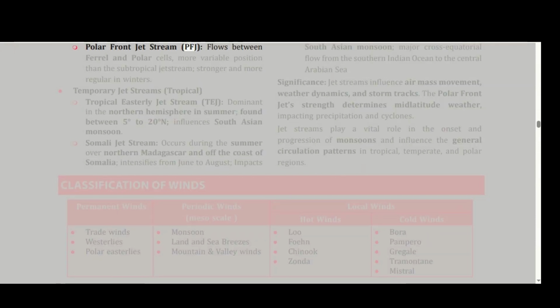Polar front jet stream, PFJ, flows between Ferrel and polar cells, more variable in position than the subtropical jet stream, stronger and more regular in winters. Temporary jet streams, tropical. Tropical easterly jet stream, TEJ, dominant in the northern hemisphere in summer, found between 5 degrees and 20 degrees north, influences the South Asian monsoon. Somali jet stream occurs during the summer over northern Madagascar and off the coast of Somalia, intensifies from June to August, impacts the South Asian monsoon, major cross-equatorial flow from the southern Indian Ocean to the central Arabian Sea.